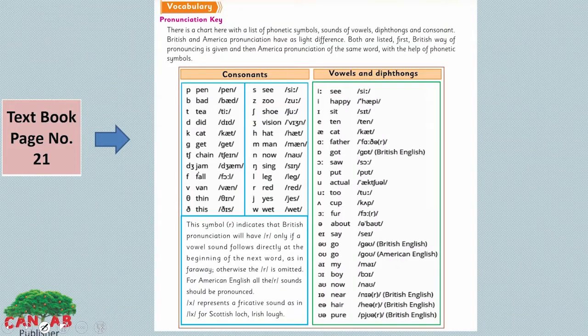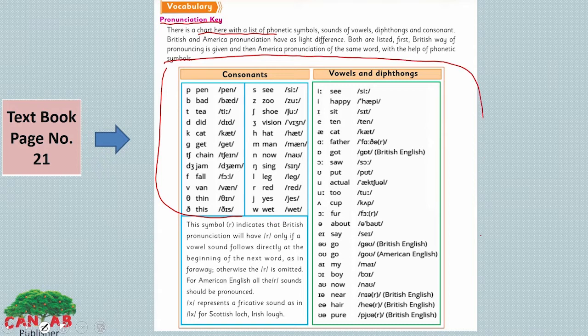Now look at page number 21 in your textbook. Pronunciation key. There is a chart here with the list of phonetic symbols. This is the chart here. Sounds of vowels, diphthongs and consonants. British and American pronunciation have a slight difference. Both are listed. First the British way of pronunciation is given and then the American pronunciation of the same word with the help of phonetic symbols.